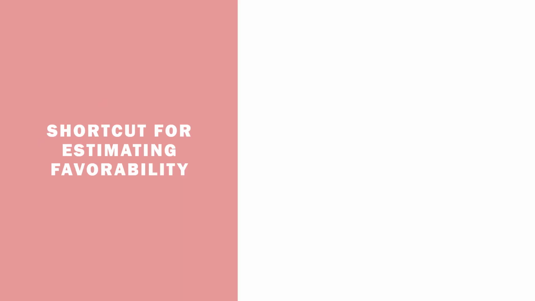So there's a quick shortcut you can use to just kind of estimate the thermodynamic favorability. They will ask questions about this kind of shortcut, but it's just based on the sign of delta H and delta S.